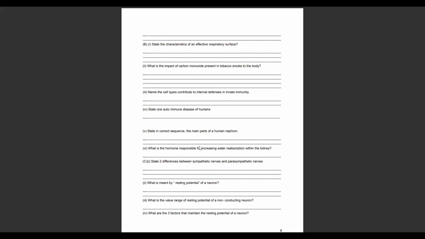Glomerulus, Bowman's capsule, proximal convoluted tubule, descending limb of loop of Henle, tip of loop of Henle, ascending limb of loop of Henle, distal convoluted tubule, right? Rashida, yes. If you have written only loop of Henle, yes, give marks.